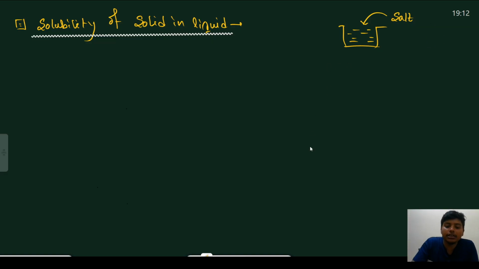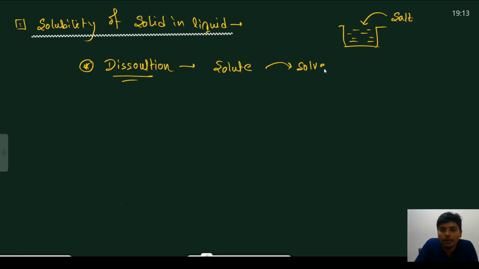And what is this process known as? Adding solid into water, dissolving in water. Tell this process. I told you what this process is called. Wrong. Remember, I told you this is called dissolution. What is dissolution? Dissolution means when you add solute particles in solvent. When you add solute particles in solvent, that process is known as dissolution.